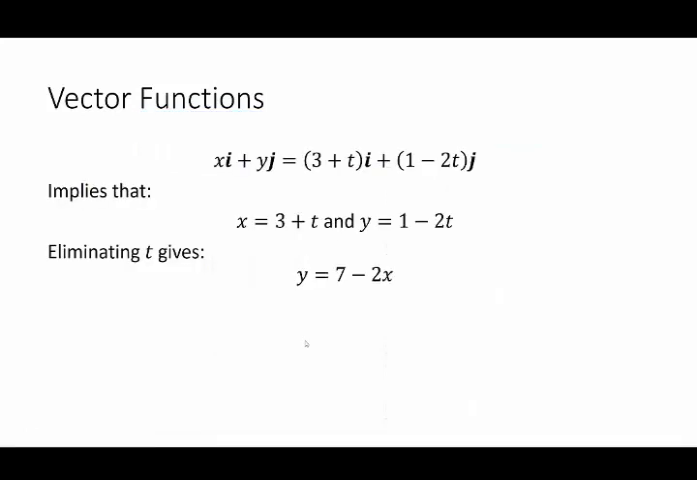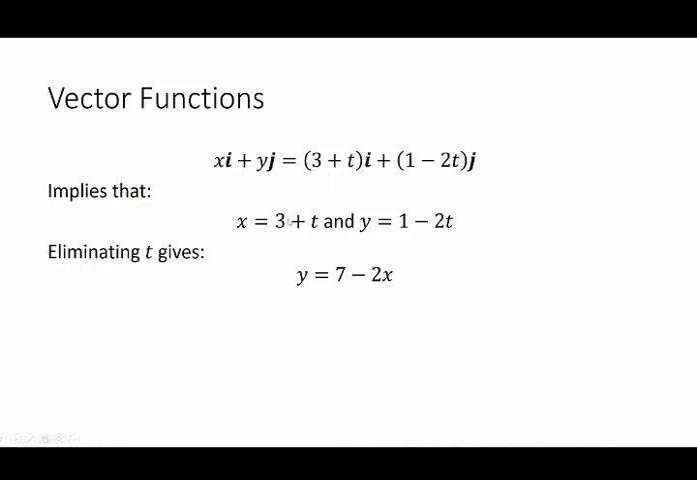So that's the idea of vector functions, which means one other thing to note there is that I can equate i components and I can equate j components. So if I know that I've got a particular thing xi plus yj, I can say that x must be 3 plus t and y must be 1 minus 2t.